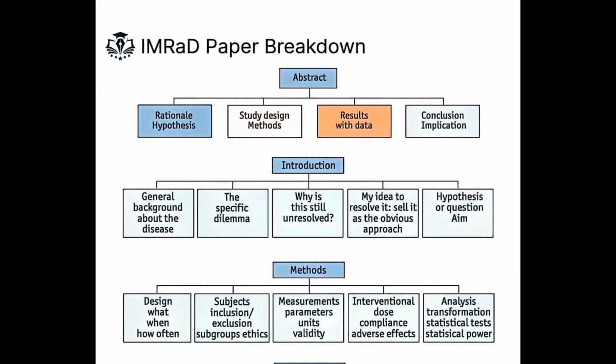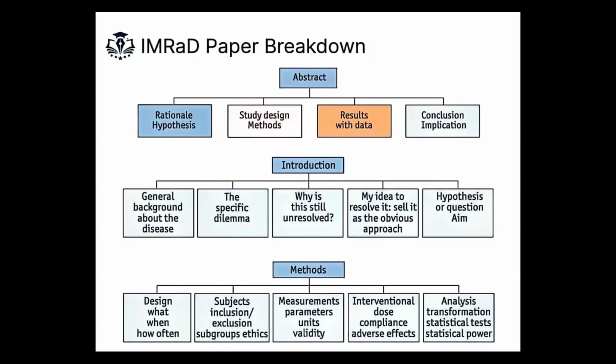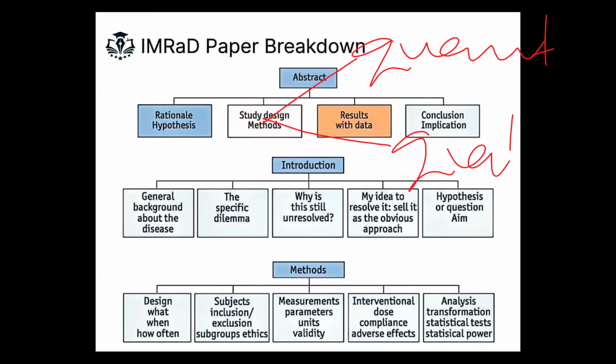So in the abstract, number one, there is the rationale of the proposition, the hypothesis. There is actually a study design and methods that you're going to use. For example, you mention to us what designs you're using. Is this a quantitative approach? You tell us this is quantitative, this is a qualitative approach, this is a mixed method.